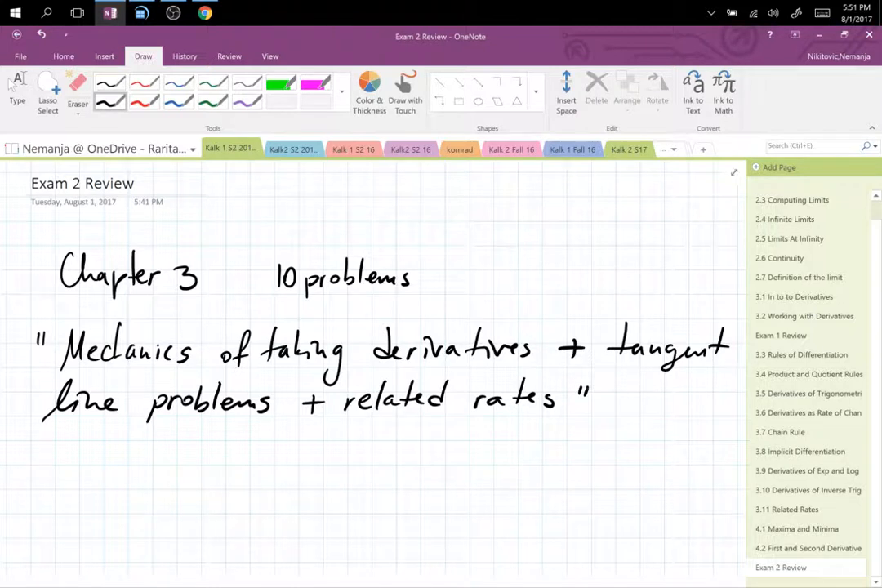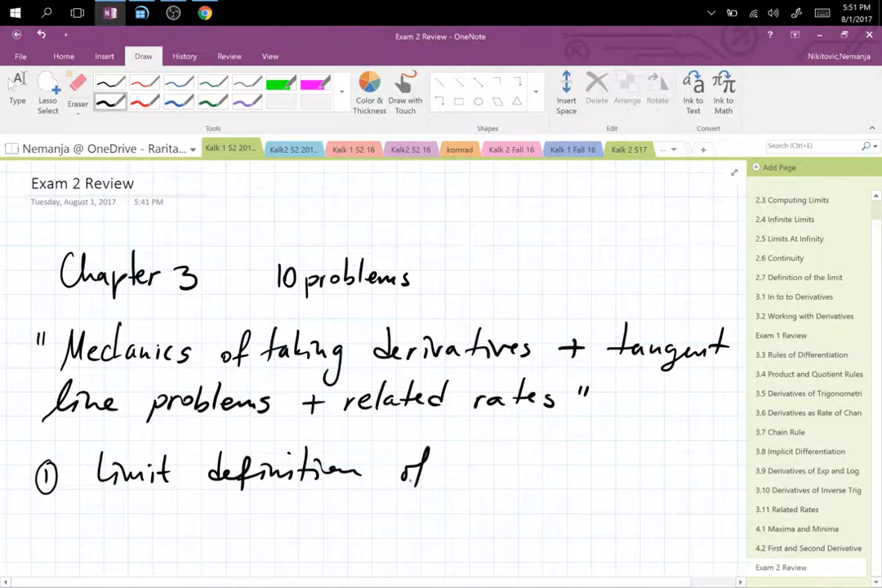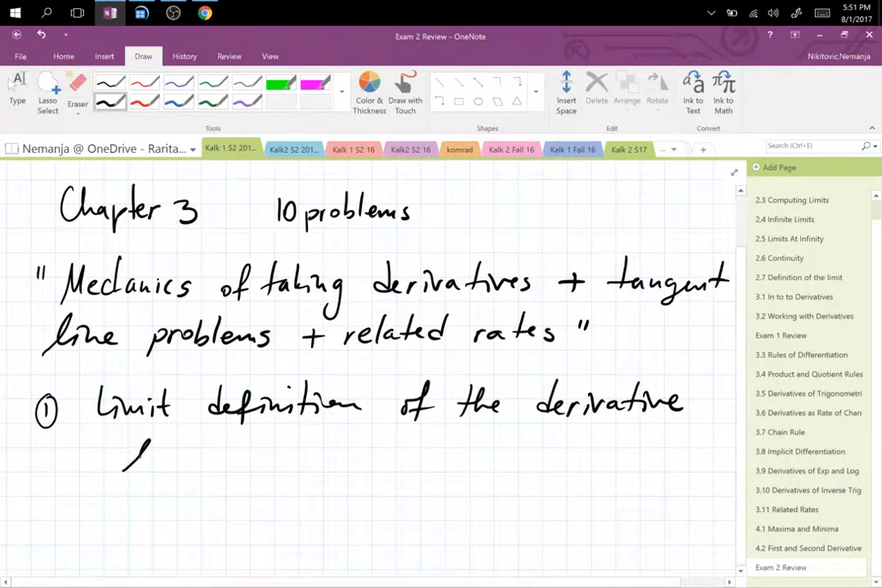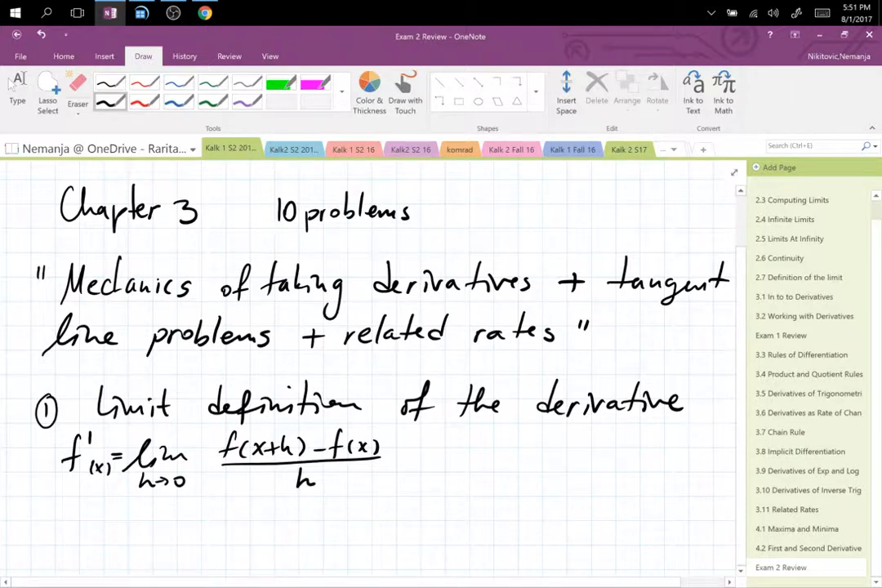Now we start with the limit definition of the derivative. You must memorize the formula. f prime of x is the limit as h goes to 0 of f of x plus h minus f of x over h. So that would be the formula.